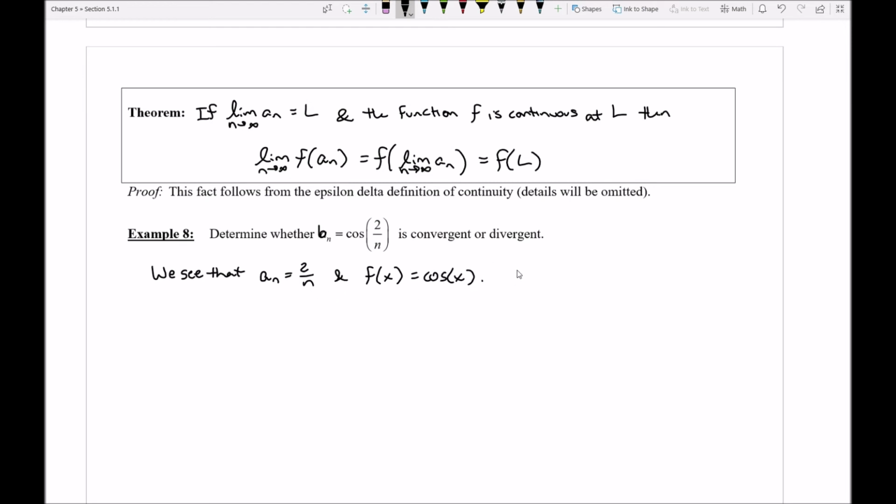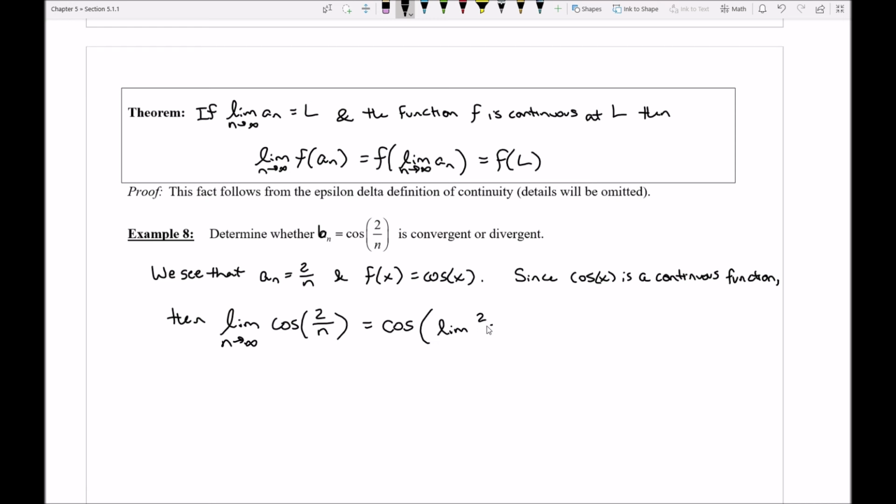And so I can clearly say that since cosine of x is a continuous function, notice it's actually continuous everywhere, even beyond just this value of L. Or that is, whatever the limit of this is. This is continuous everywhere, so it's certainly continuous at whatever the limit of this is. And since that's the case, then I can go ahead and state that if I wanted to do, again, the limit of the cosine of 2 over n, this is equivalent to doing the cosine of, and I can kind of move the limit to the inside.